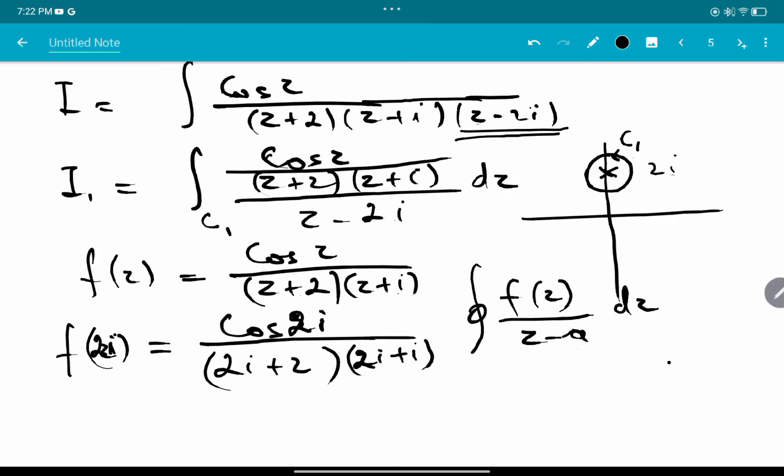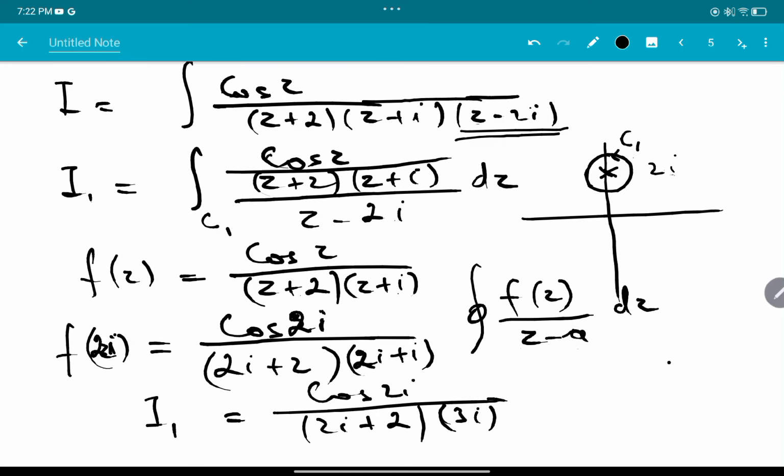It is okay now. According to Cauchy's integral formula, you can easily tell me what I1 will be. I1 will be simply 2 pi i f(a). f(a) is this much: cos 2i divided by (2i plus 2) into (2i plus i), that is 3i, into the rest of the value. What else is there in Cauchy's integral formula? 2 pi i f(a). f(a) I have got. Now 2 pi i.